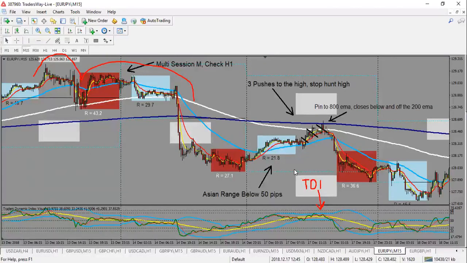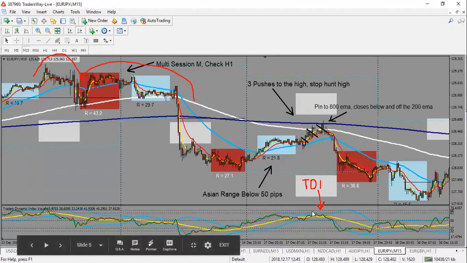Nonetheless, look what we get. We get 3 pushes to the high. Look at this. After here, 1 push, 2 pushes, 3 pushes. The 3rd push gives us a nice long pin right here to our 800 EMA. And you got him, lights out to the dealer.